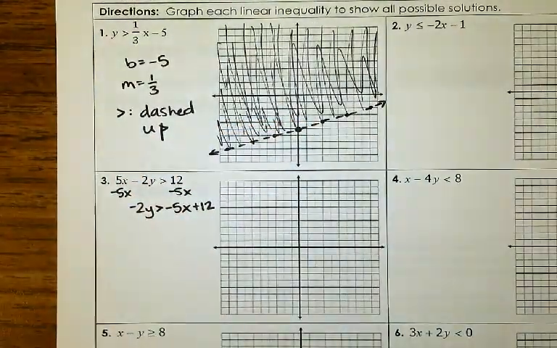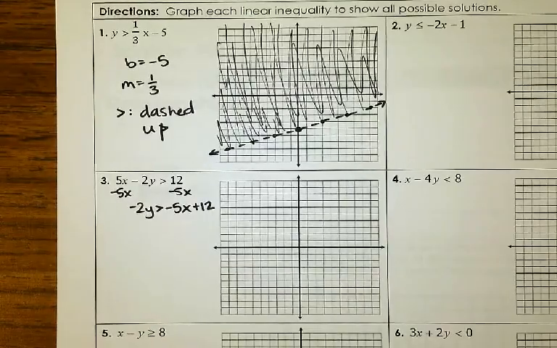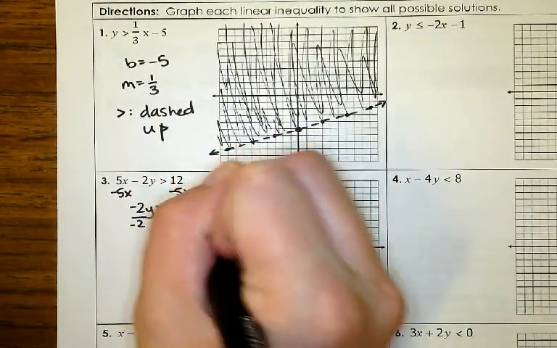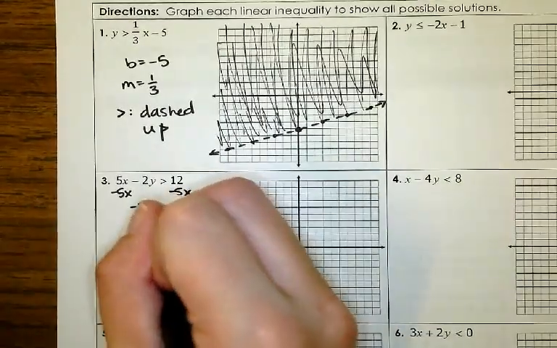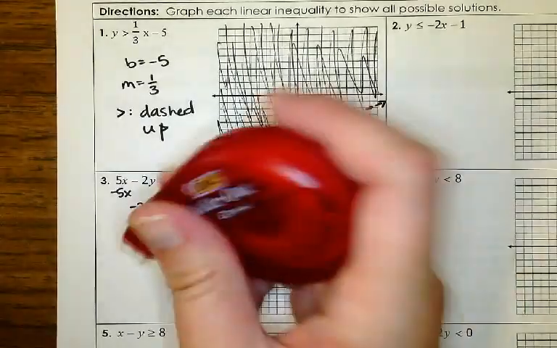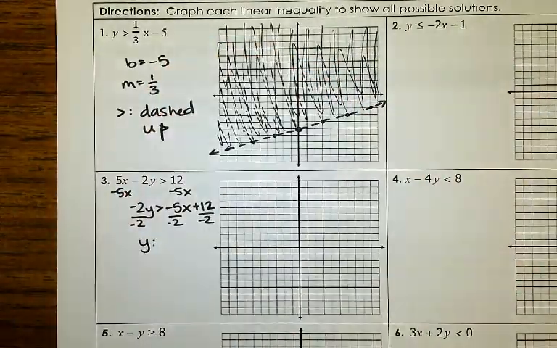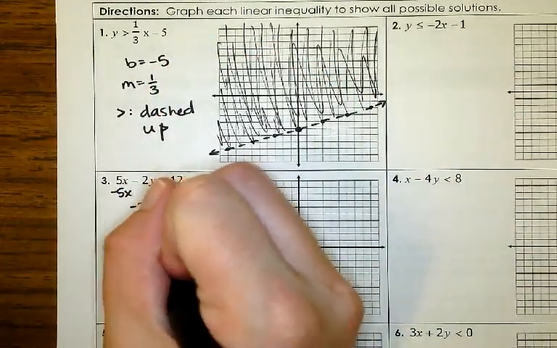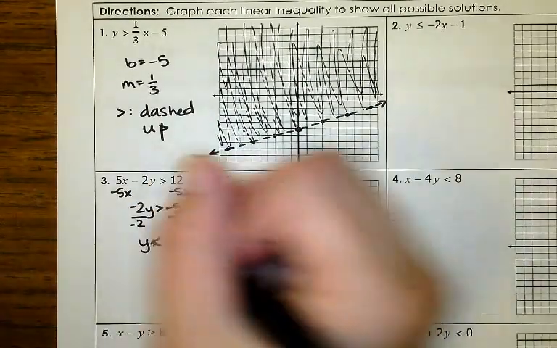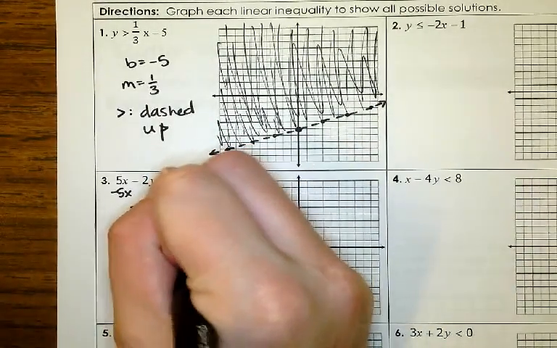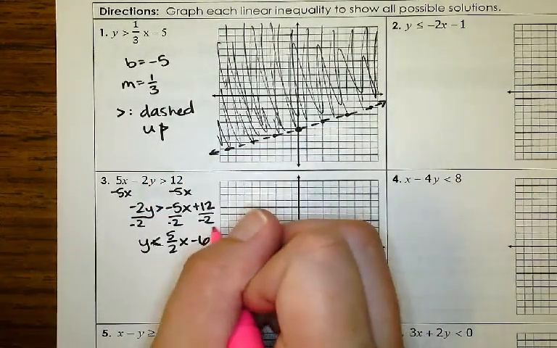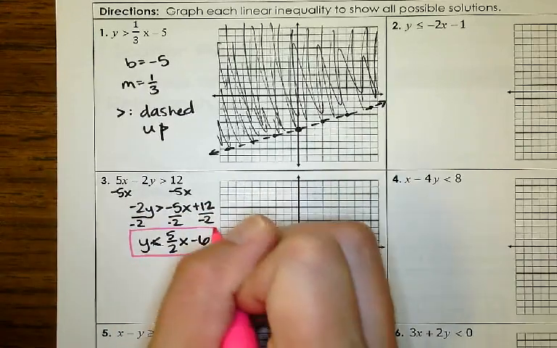Now I divide everything by negative 2. And I have y is, ooh, what's going to happen to my sign there, y'all? It's going to flip-flop, isn't it? So instead of greater than, now it becomes less than. Y is less than 5/2 x minus 6. I'm going to box that for us so we have it. All right, so there's my y is less than 5/2 x minus 6.